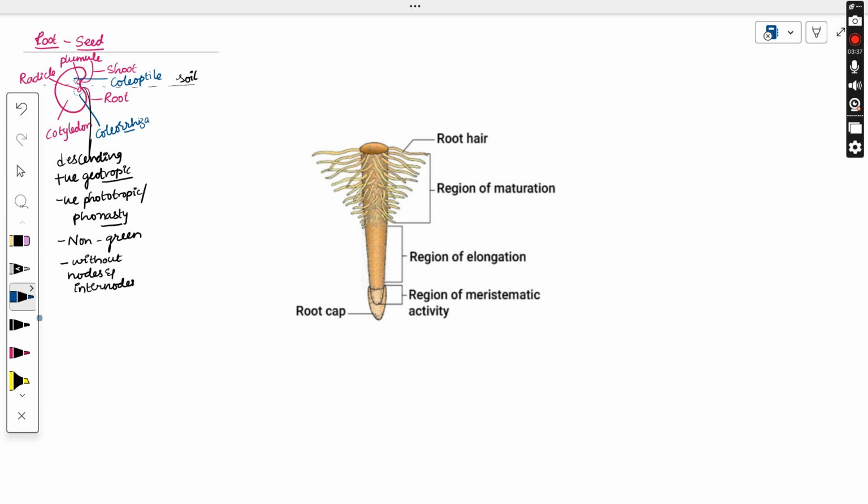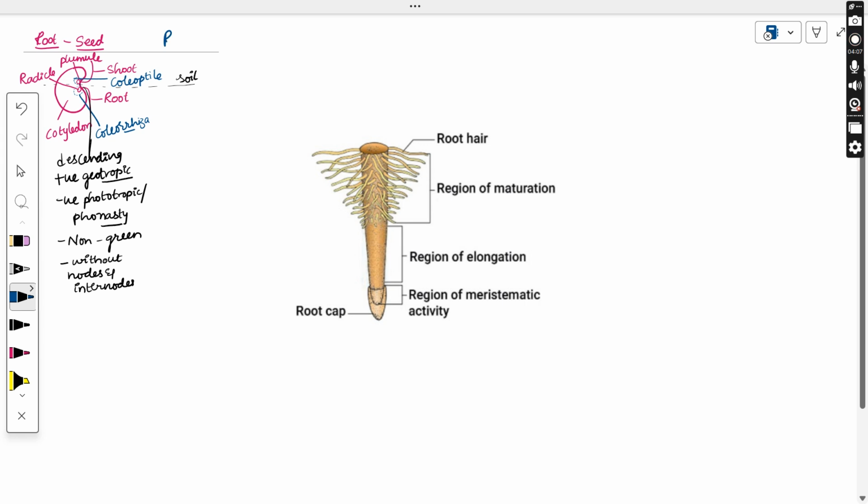The main function of the root is mechanical support. It provides anchorage. It is performing the anchorage function, and it is absorbing water and minerals from the soil, helpful for the transportation of water and minerals. It prevents soil erosion. All these are the primary functions. Coming to the secondary functions, it will store food material, and it is also helpful for synthesizing some of the plant hormones.